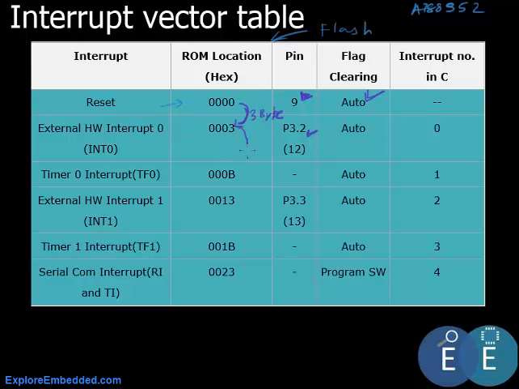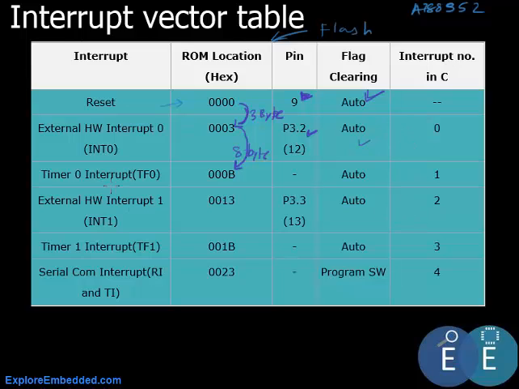And here you could observe that there are 8 bytes between the vectors. So here you could write a small program, if it is very small, or this again points to a location where the actual interrupt service routine is. By the way, the code that is executed when an interrupt is generated is called the interrupt service routine. Again in this case the flag is auto cleared, and this we will discuss a little later.